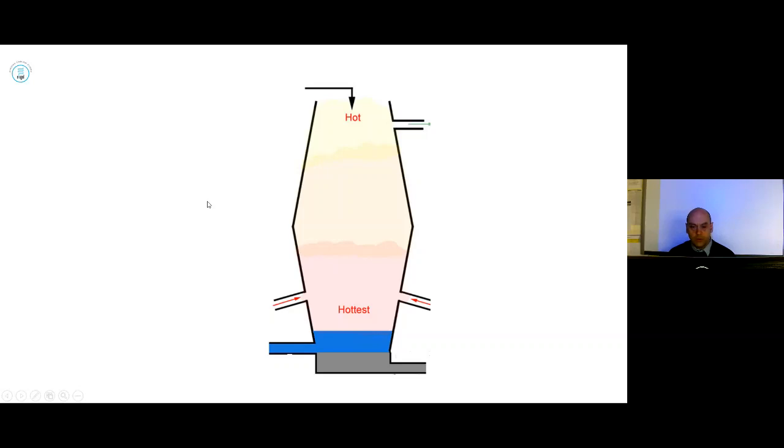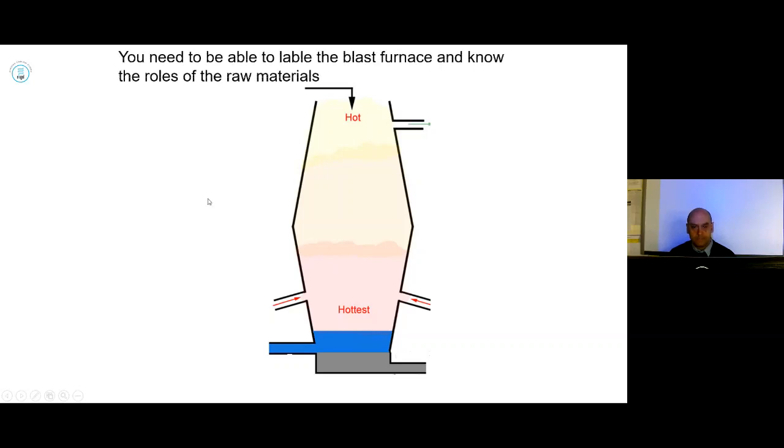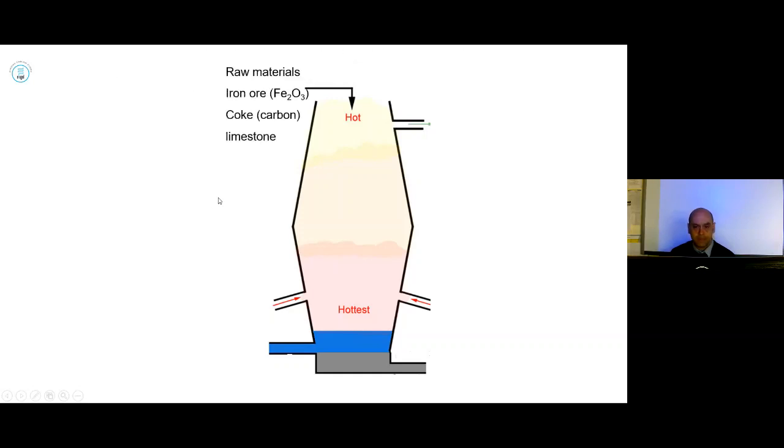Just very quickly, I'm going to show you what goes in. You need to know the blast furnace, and you also need to know the roles of those materials. We've got 4 raw materials. 3 of them come in at the top. We've got the iron ore, we've got the coke, which is the form that carbon is in, and we have the limestone. You need to know the role of all 3 of those. The other raw material, a lot of people don't see it as a raw material, but I guess it is, is hot air. And this is blown in towards the bottom of the blast furnace.